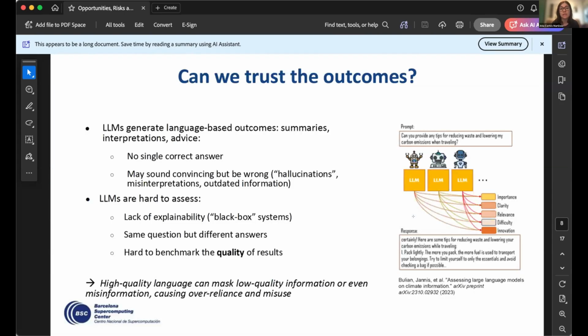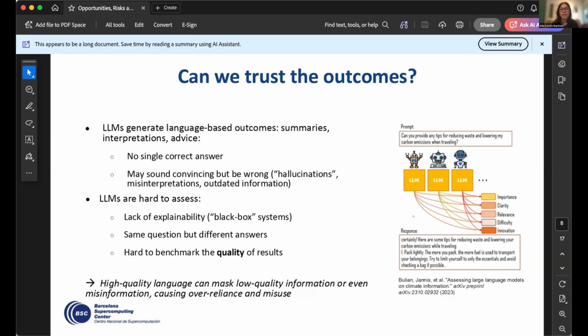When we talk about LLMs, we talk about these language-based outcomes. As I said before, they can be interpretations of texts, or maybe we ask them to summarize a bunch of documents, to give some recommendations. So the thing here is that there is no single correct answer, because there might be different answers that are more or less answering the same, but it's not exactly the same answer. So when we are creating our metrics to evaluate all of these, it's more tricky than with traditional AI systems.